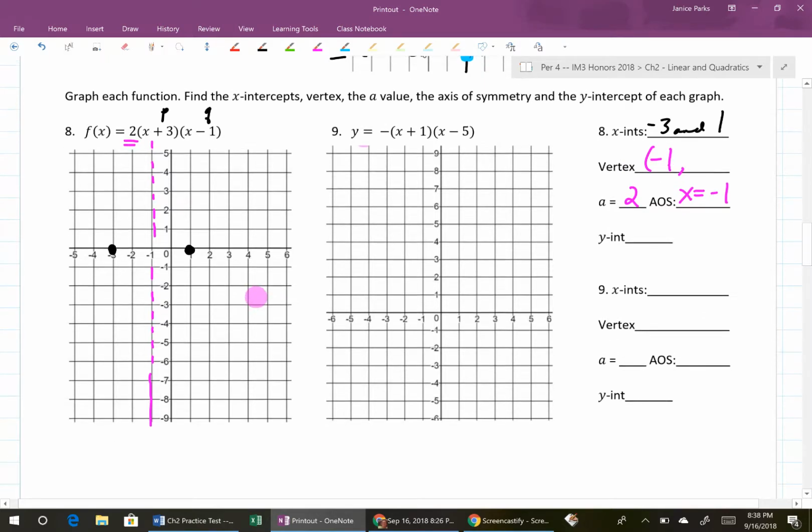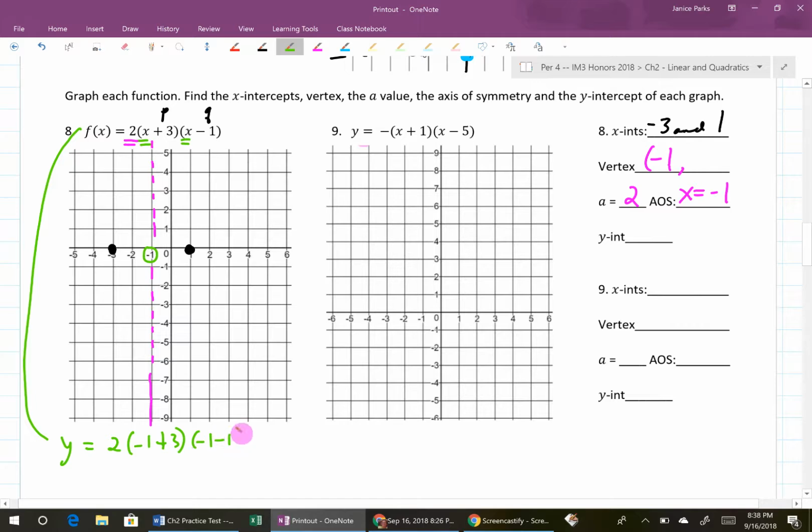In order to find the y value of the vertex, I could take the original equation and plug in this number in for the x's. Okay, so I'm going to plug in negative 1 plus 3, negative 1 minus 1, which gives me 2 times negative 2, which is negative 8. So that's where that is. Again, you can always find it by counting back.